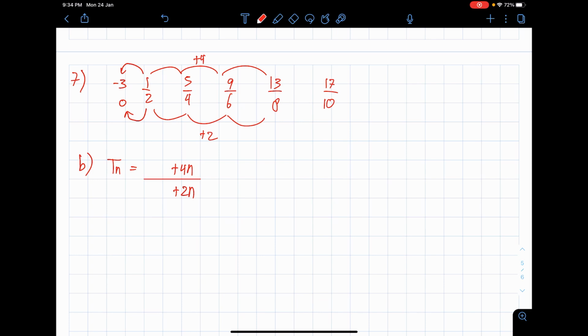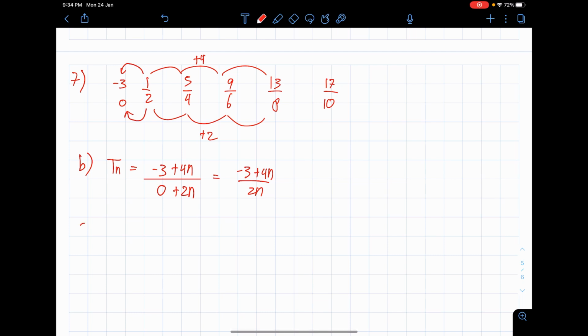Because the numerator goes back, you get negative 3, the number here should be negative 3. Likewise, for the denominator, if you go back, you need to get 0. So then I just put 0 here. 0 plus 2n, or just 2n basically. So the answer is negative 3 plus 4n over 2n. That's all.